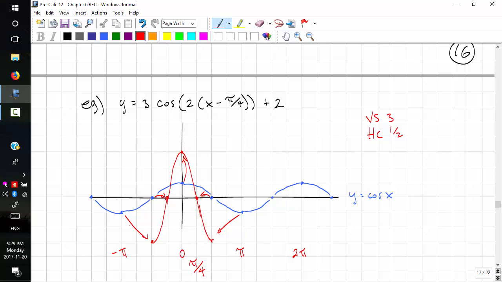Okay, now we can do our translation. Right pi over 4, up 2. And let's do this in a different color. We'll do this in green. So right pi over 4, that's 1 grid unit, up 2. Right 1, up 2. Right 1, up 2. Right 1, up 2. Right 1, up 2. And we can just draw this cycle. And then continue the cycle.